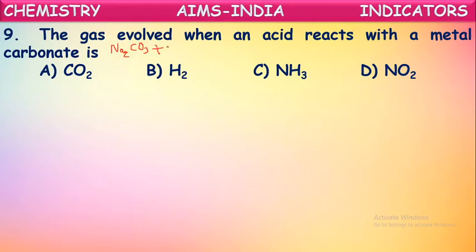Na2CO3 on reaction with dilute hydrochloric acid. So metal carbonate on reaction with an acid, hydrochloric acid, gives a salt. Here the salt will be NaCl and water. Along with these two, salt and water, the gas produced will be carbon dioxide. So when a metal carbonate reacts with an acid, it produces carbon dioxide gas. So the answer is A.